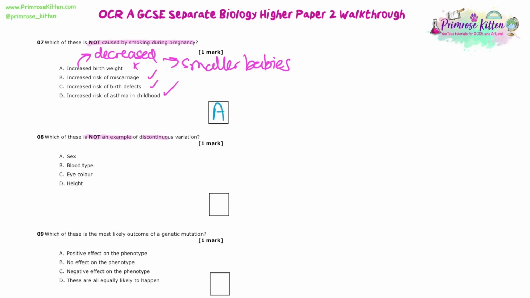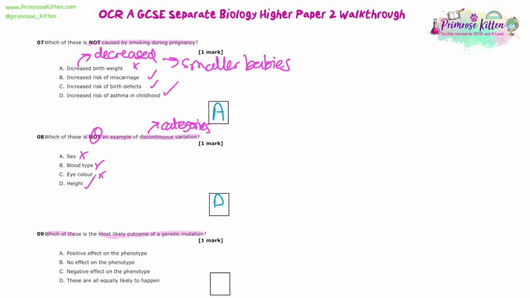Question 8. Which of these is not an example of discontinuous variation? So discontinuous variation is like categoric data or discrete data. So it's groups or categories, not continuous data, so like things with a decimal point that you can have lots of places in. So sex is male or female, blood type, eye colour, they're all categories. Height is not a category, it can be continuous data, so it is D.